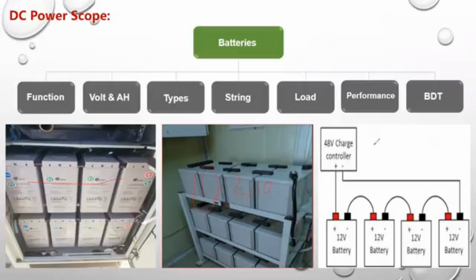Now, the second thing is the charge and discharge rates. If the batteries are continuously charged without electricity being turned off for, let's say, a year or two, then unfortunately these batteries get damaged. And if the batteries aren't charged for a long period of time, the batteries also get damaged.